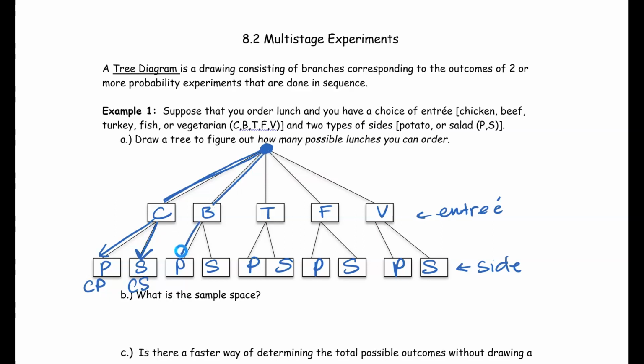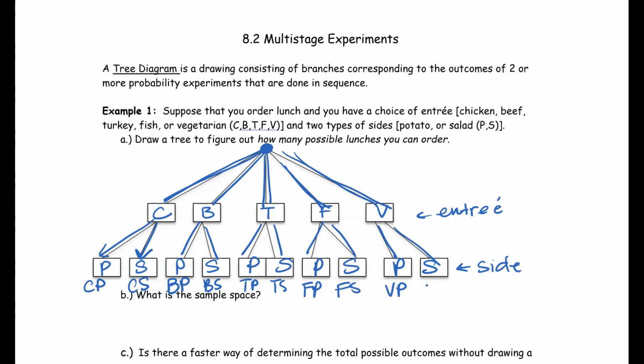And we're going to list all of those options out. So beef and potato, beef and salad, or turkey and potato, turkey and salad, fish and potato, fish and salad, and then vegetarian and potato, and then vegetarian and salad. So we can count them, and there's 10 total choices or possibilities, and I could even put brackets around those because this right here, that's my sample space.